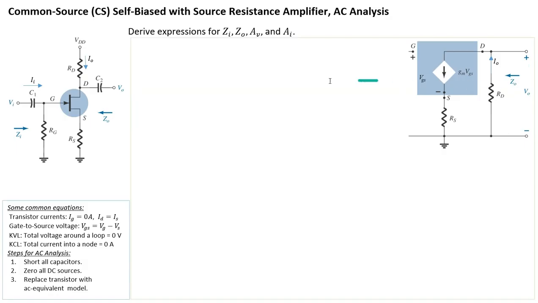ZO is where it should be. IO is flowing towards the drain. So IO here is also flowing towards the drain. Remember, RD is flipped upside down, so that's why IO now points up instead of pointing down.